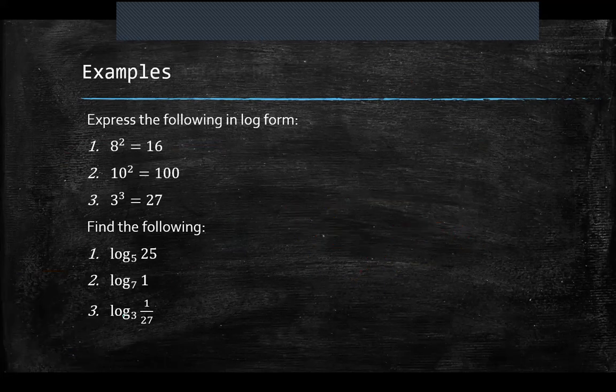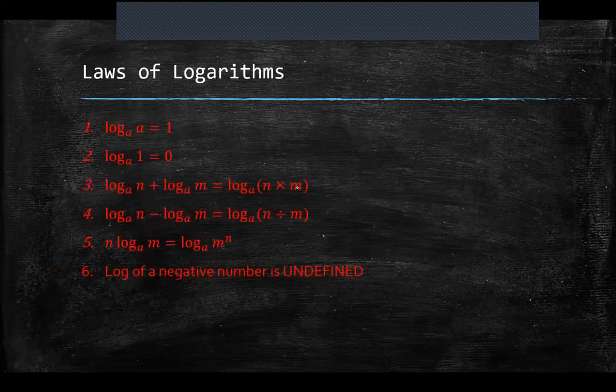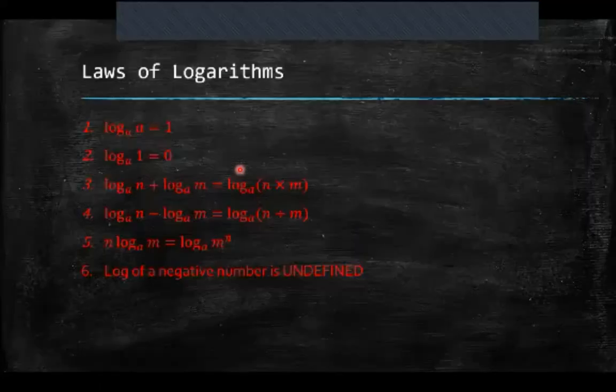Great. So that's that part finished. Now we're on to the laws or rules of logs. So these are some rules you need to know. You see, surds, indices, and logs have specific rules that you need to know, right? So log of a to the base a is equal to 1. When these numbers are the same, just like you see here, a and a, my answer will be 1. Log of 1 to the base a is going to give me 0.